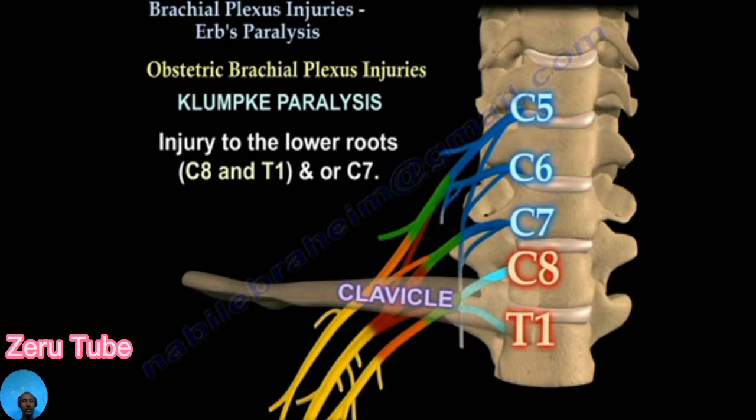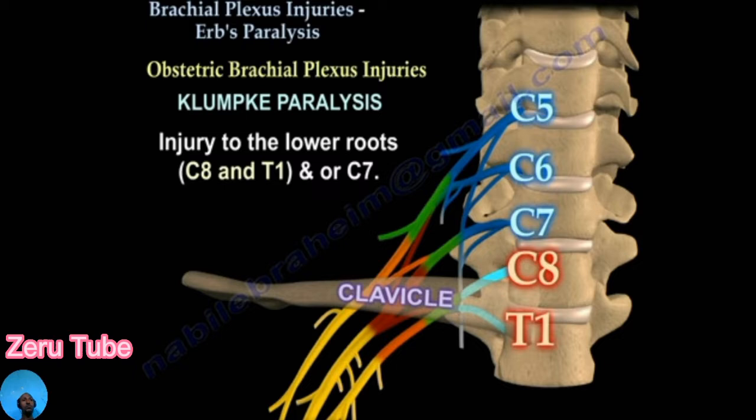So this paralysis comes about at the delivery level if the child is delivered by pulling the hand of the child, or when the angle between the shoulder and the neck decreases. Unlike Erb's paralysis, Klumpke's paralysis comes when the angle between the shoulder and the neck decreases.